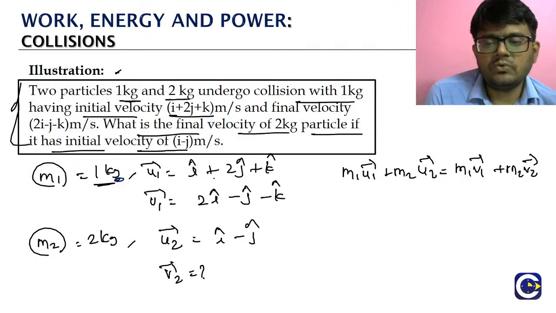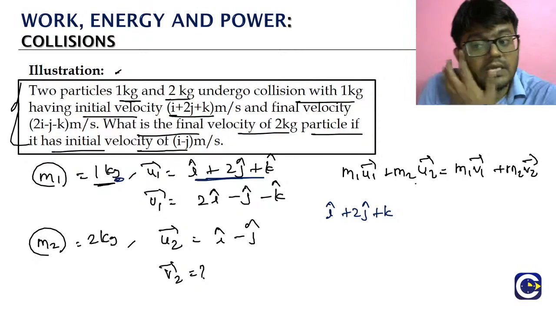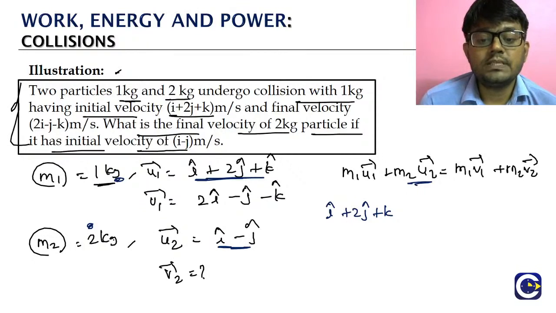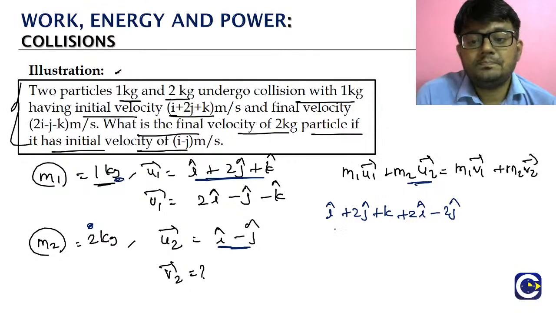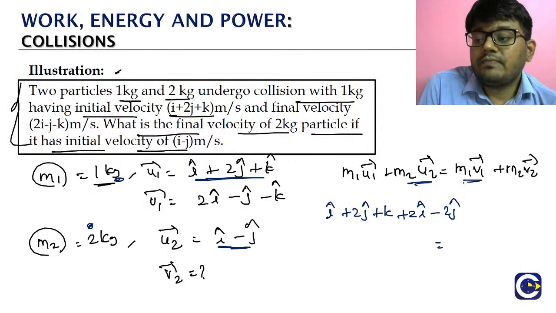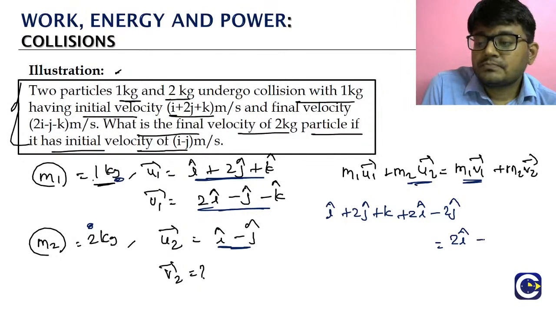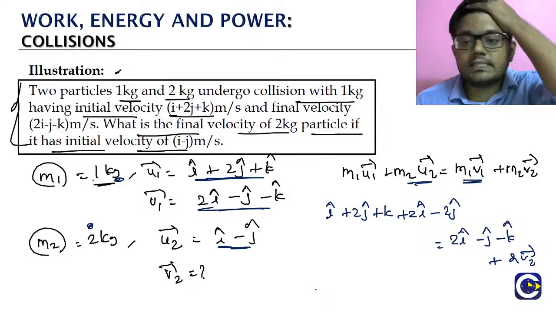So 1 into u1 will be as it is, i plus 2j plus k. m2 into u2, m2 is 2 kg, so u2 is multiplied by 2, plus 2i minus 2j will come. That is equal to m1 v1. m1 is 1, v1 is 2i minus j minus k, plus m2 v2, which means 2 into v2. So from here we have to find the v2 value.